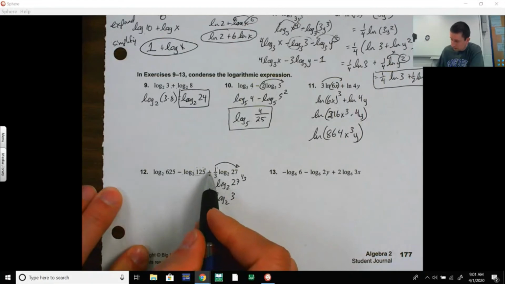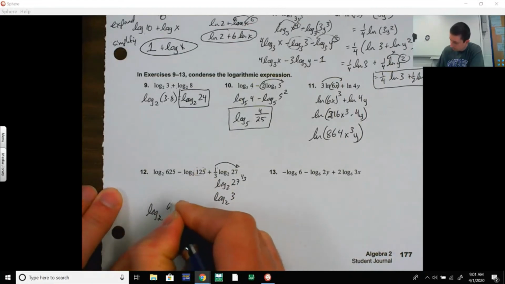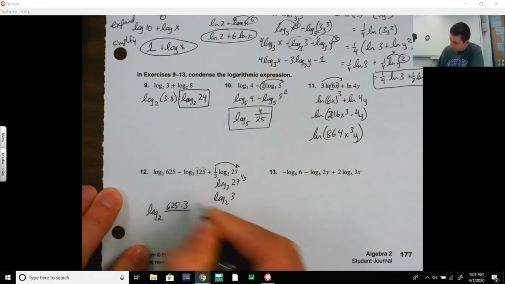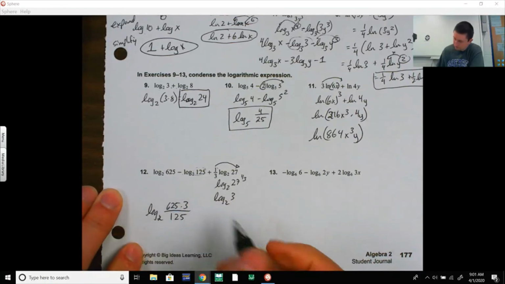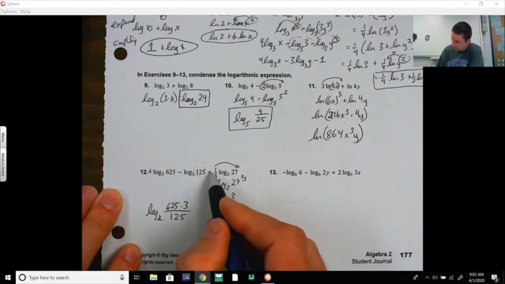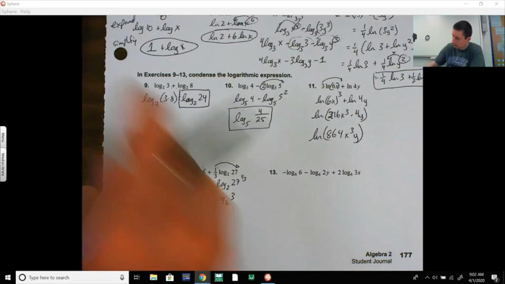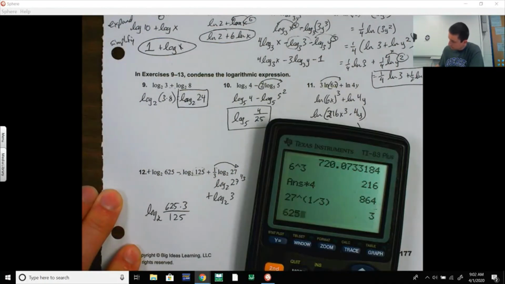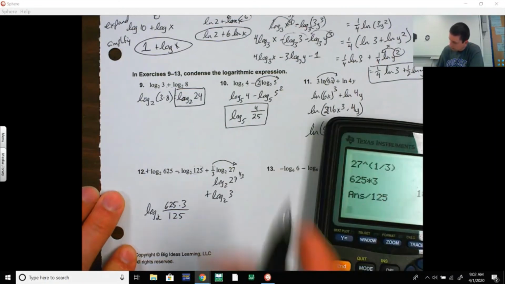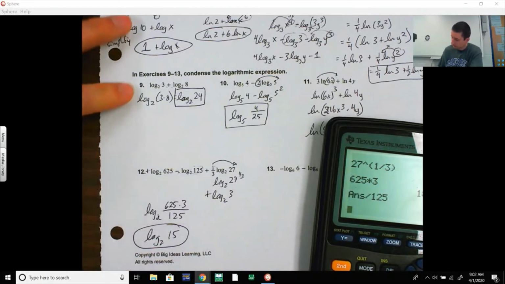So anything with a plus sign is going to go on top. So log base 2, 625 times 3 over 125. So 625 is positive. The 3 came from a positive. The 125 is a minus, so that goes to the negative here. Okay, so 625 times 3 divided by 125. How does that work out? 15. So that's the log base 2 of 15. Let's do that calculation.